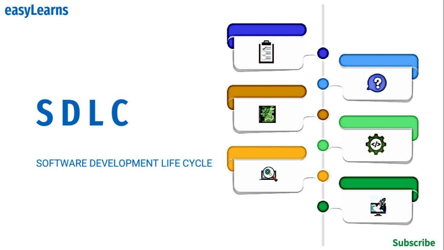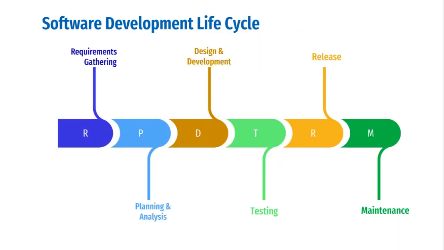SDLC, Software Development Life Cycle. There are different phases or stages involved in the software development life cycle. It starts with requirements gathering, then planning and analysis, then design and development, then testing, then release, and then finally the maintenance phase. Let's try to understand each of these phases with an example.